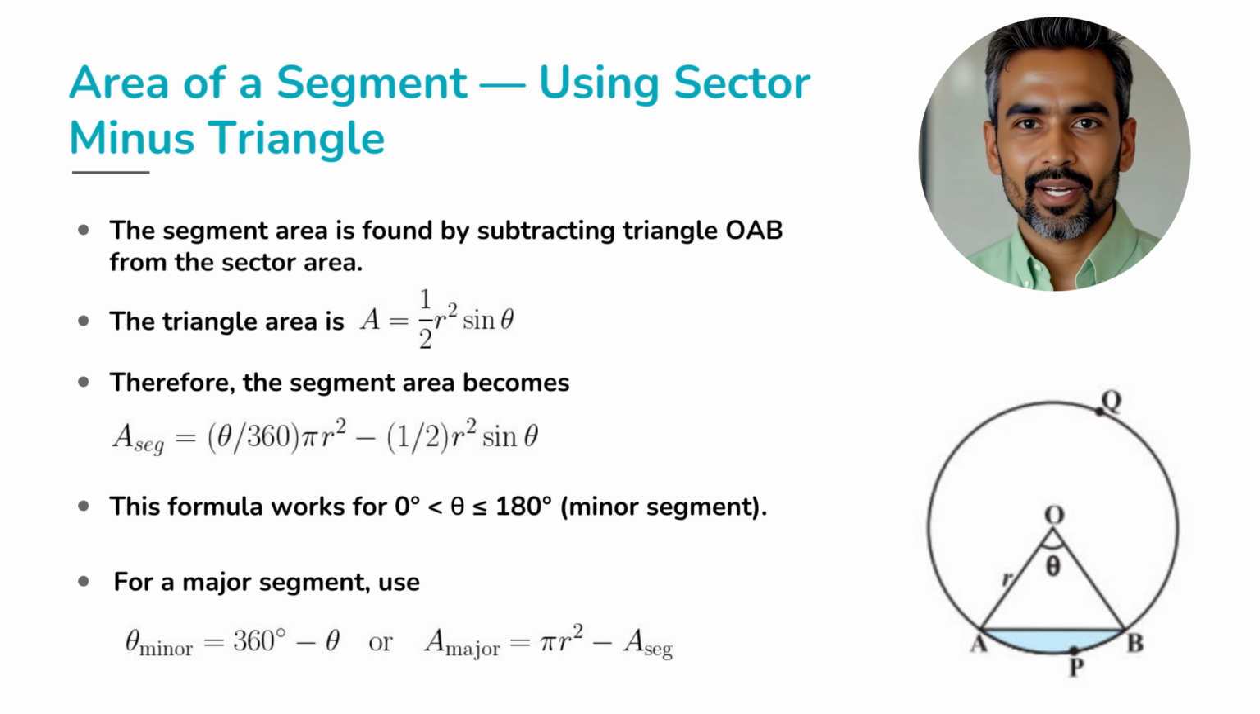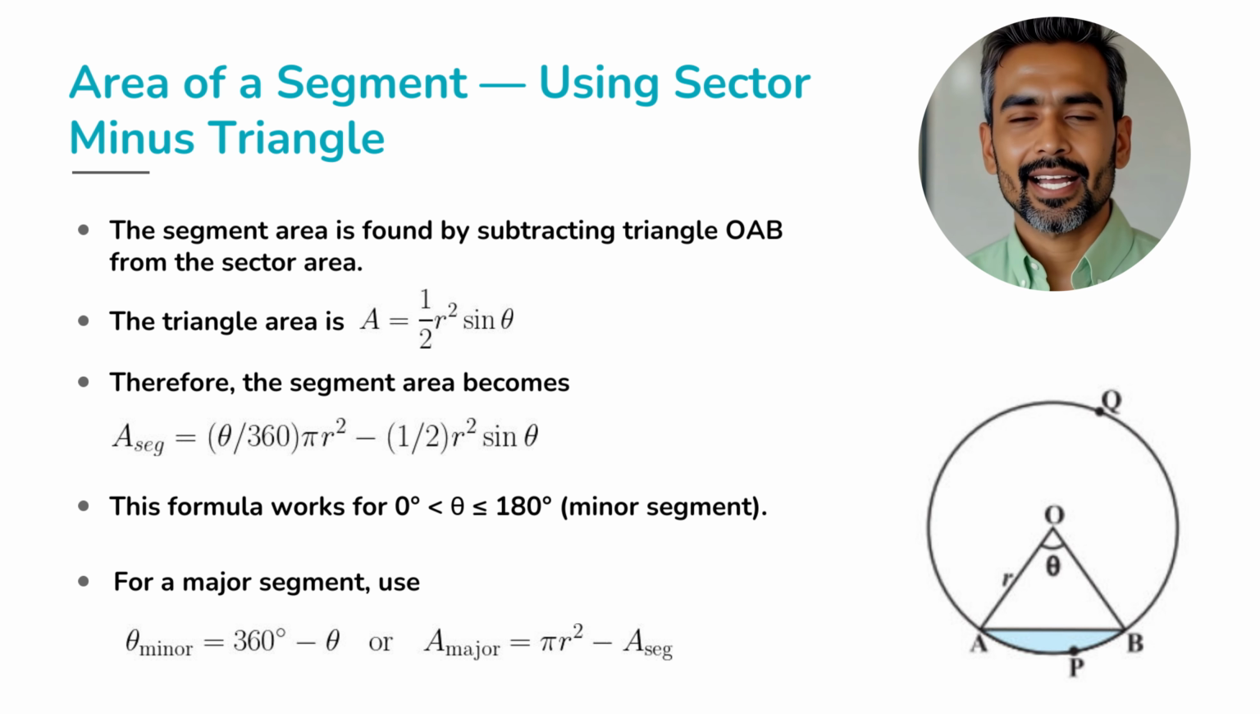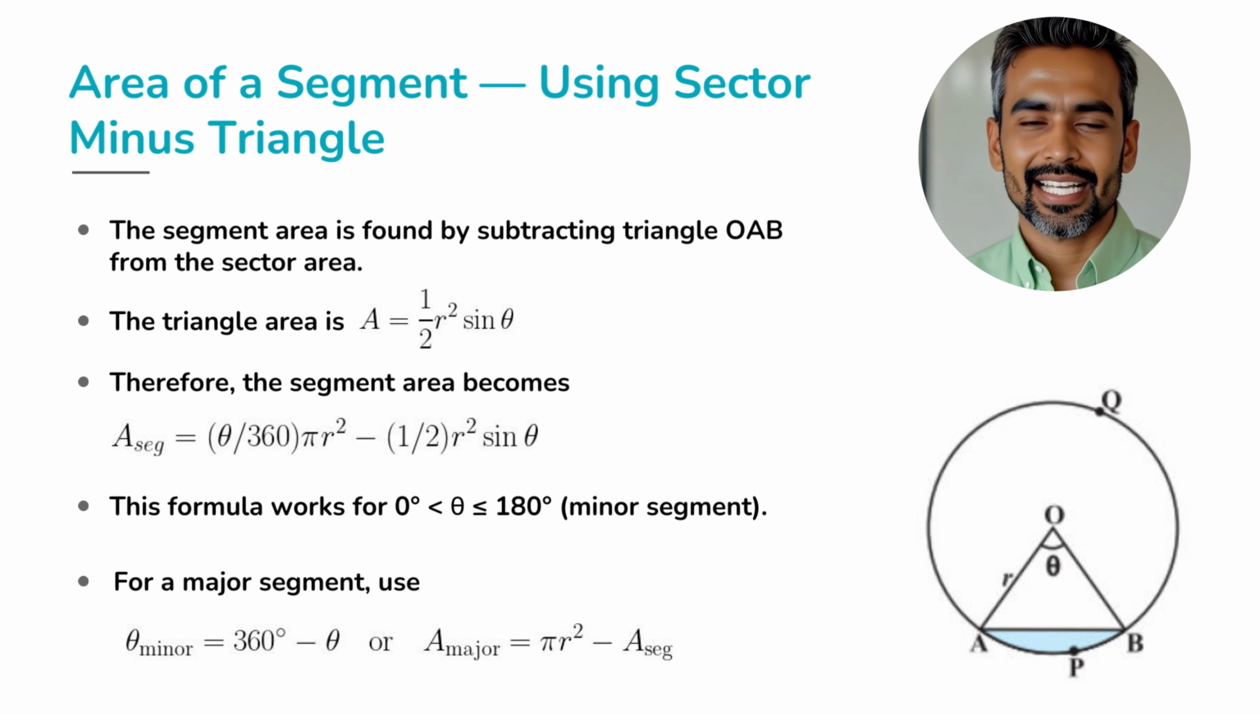Okay, now comes the smart trick, finding the area of a segment. Picture this. You have a pizza slice, sector, but you only want the curved edge part, not the triangle near the center. So, the segment area equals the sector area minus the area of triangle OAB. The triangle's area is half r square sine theta. So the full formula becomes A equals pi r square theta by 360 minus half r square sine theta.